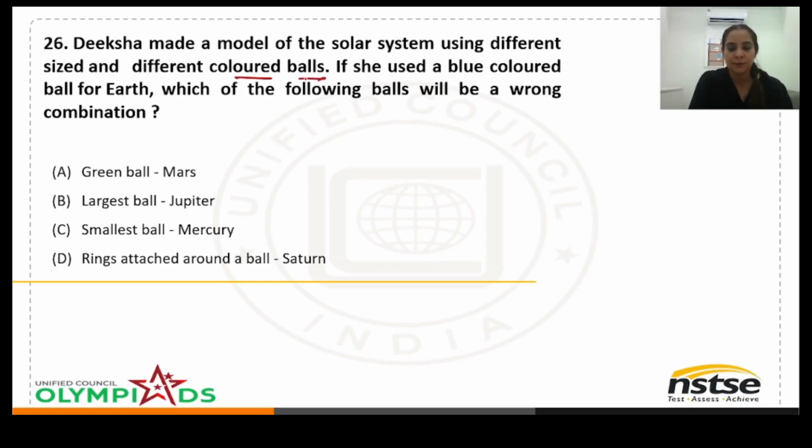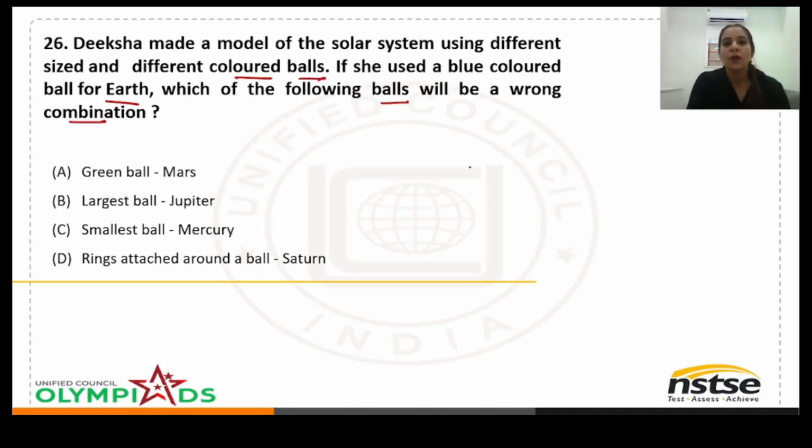Now the question says that Diksha made a model of the solar system using different sized and different colored balls. So there is a student Diksha. She made a model of the solar system using different sized and different colored balls. If she used a blue colored ball for Earth, which of the following balls will be a wrong combination?